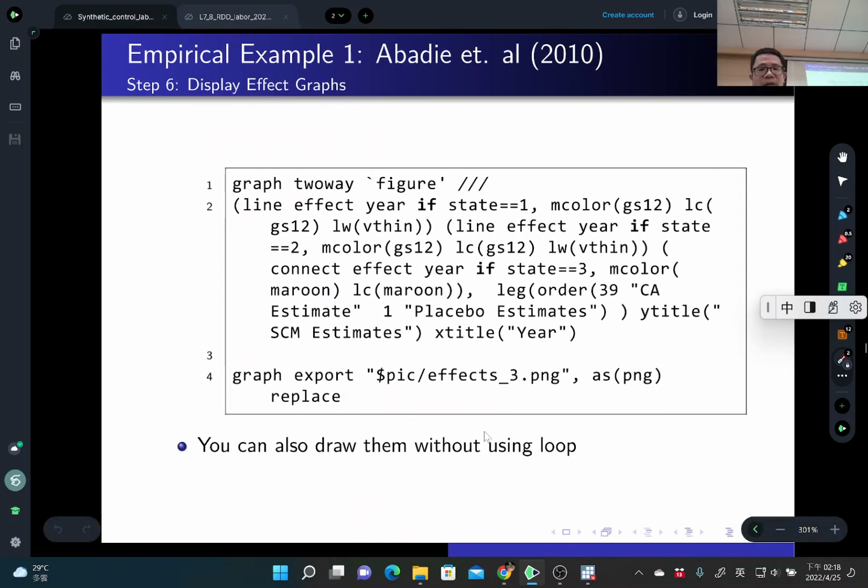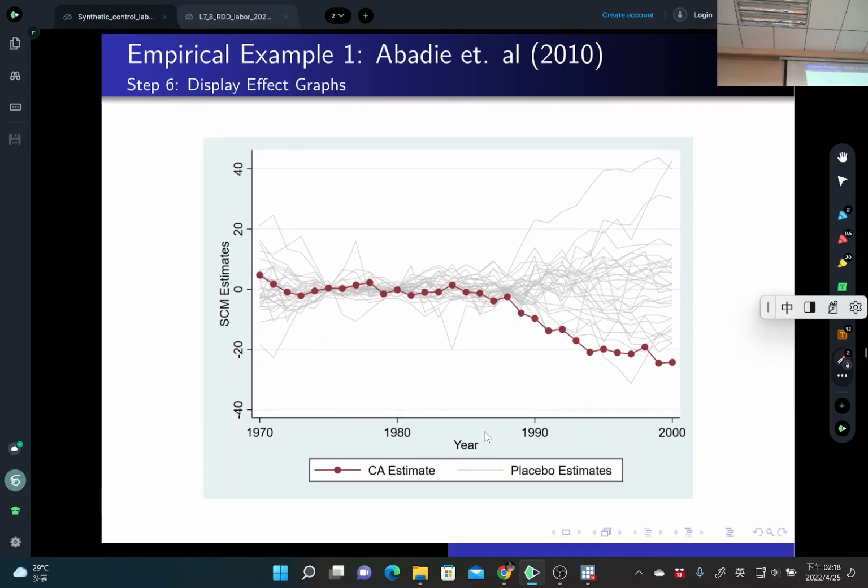That's the code to try. You can also customize things, like what the Y title is and what the X title is, and then you might generate a graph that looks like this by yourself. You basically draw each line for the placebo estimate, and you use this red line to represent the treated unit's estimate. You can customize it yourself, so it looks better, I think.